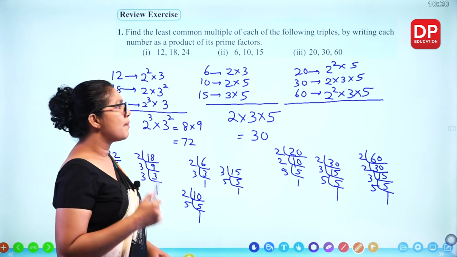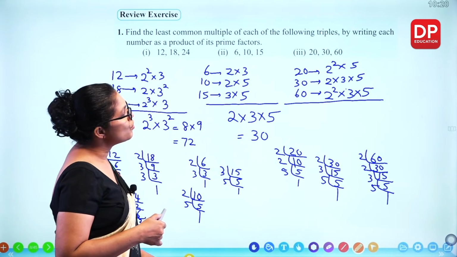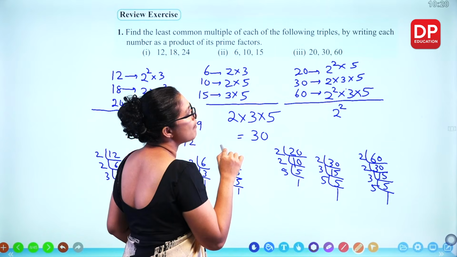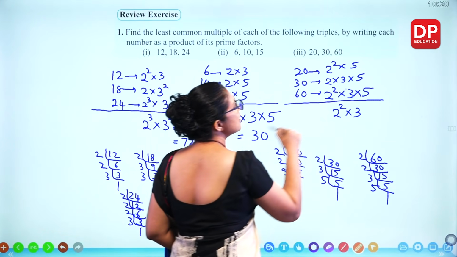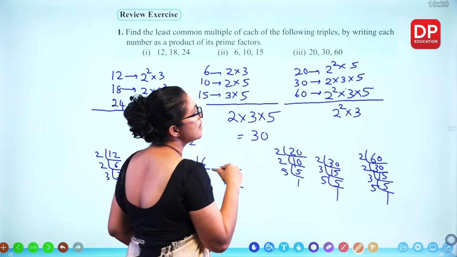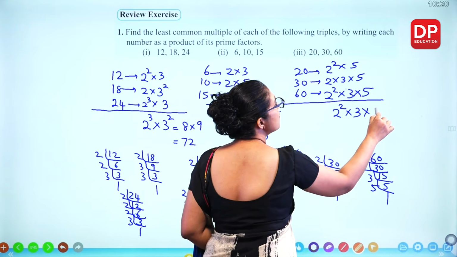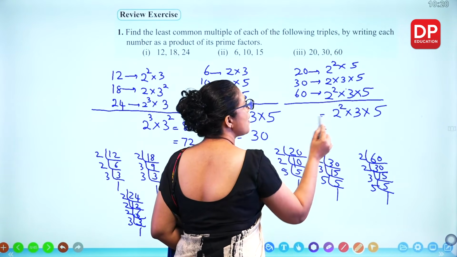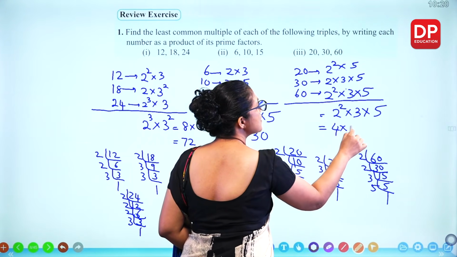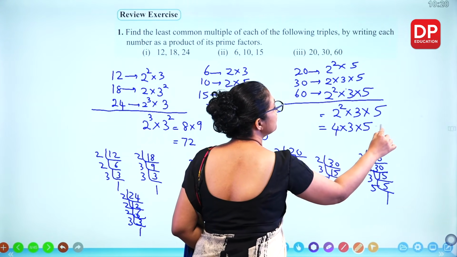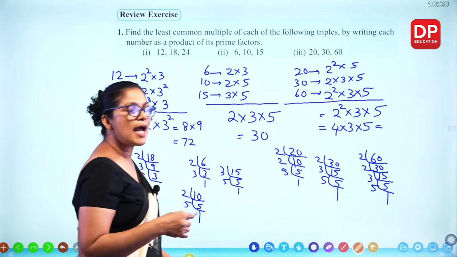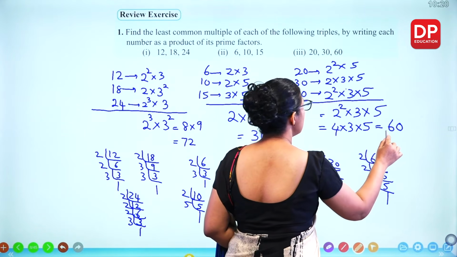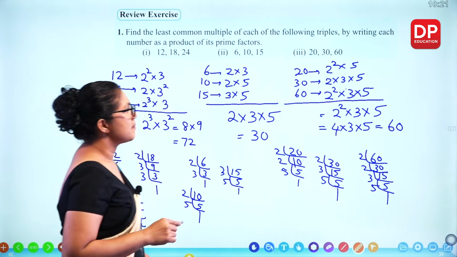Take the highest power. When you take the power of 2, the highest power is 2 to the power 2. What's the highest power of 3? You get 3 to the power 1. Highest power of 5, 5 to the power 1. So what's the answer? 2 to the power 2 is 4. 4 times 3 times 5. 4 times 3, 12. 12 times 5, you get 60. So 60 is the least common multiple.